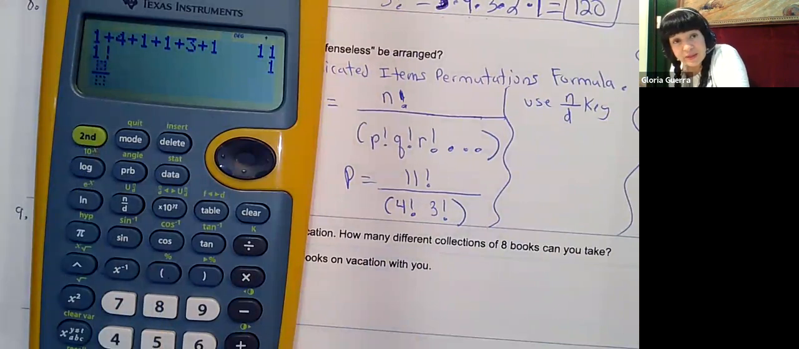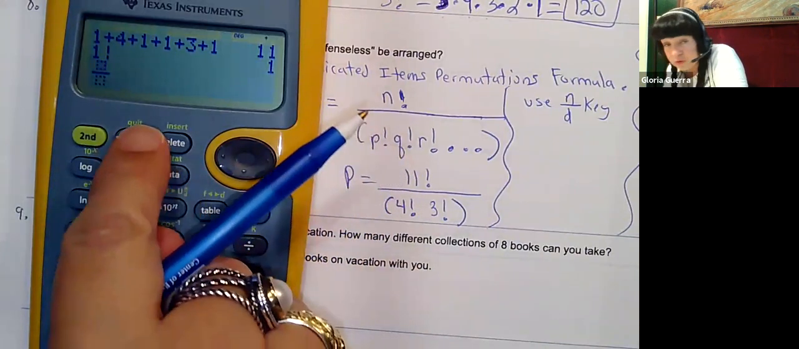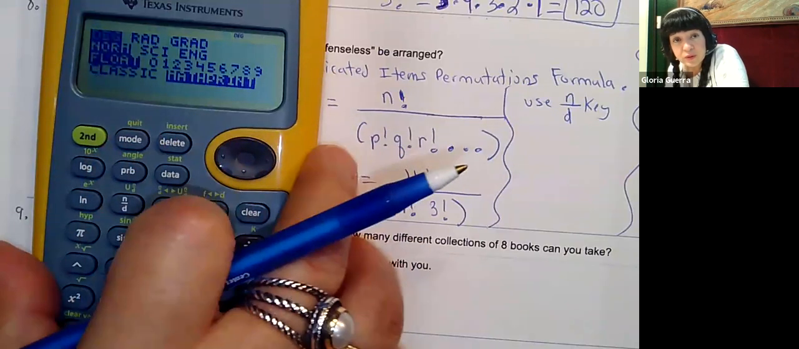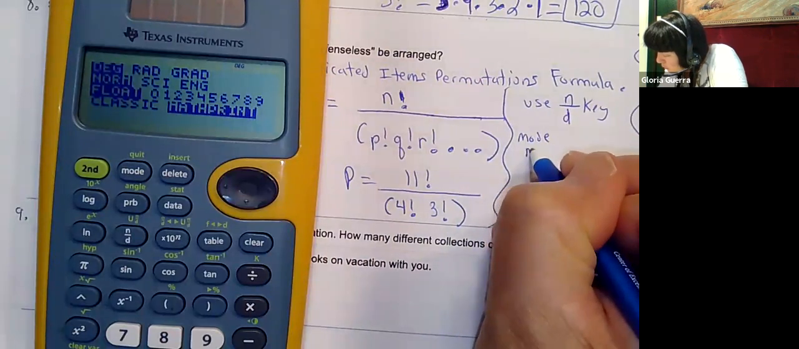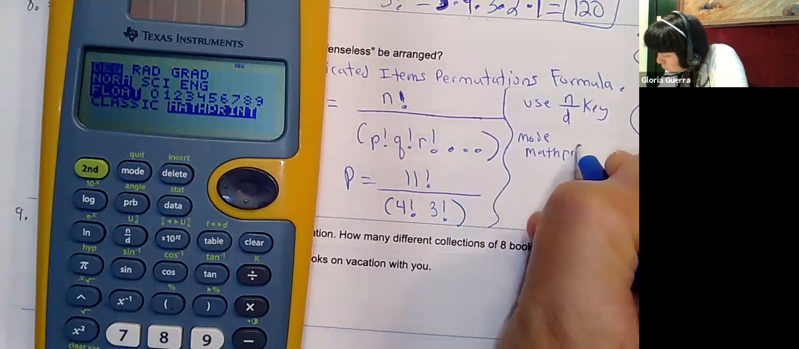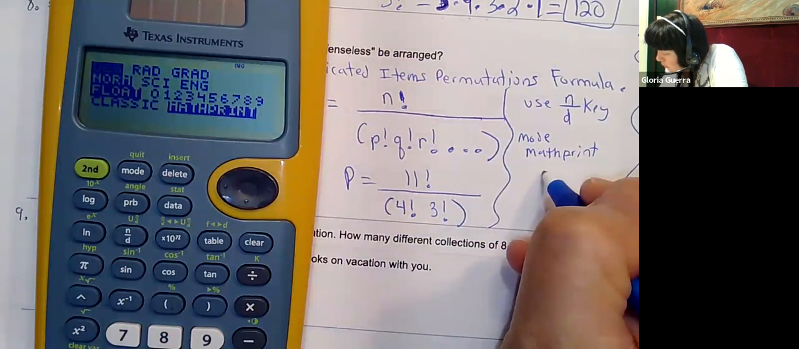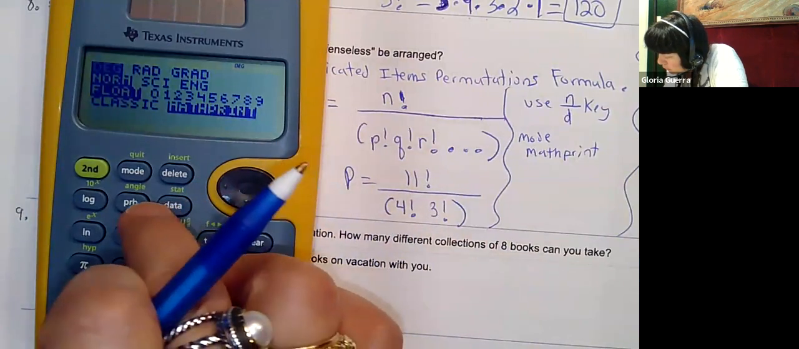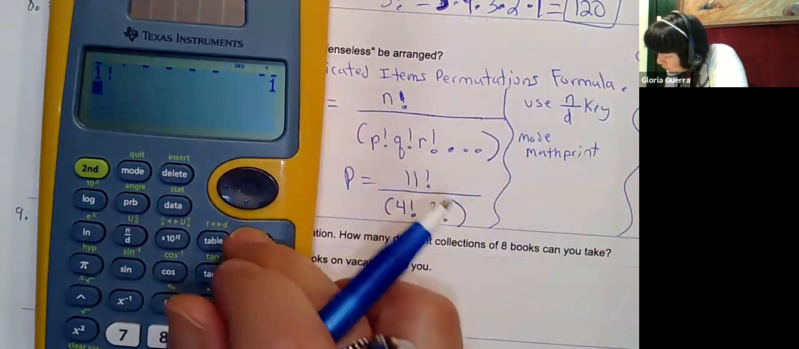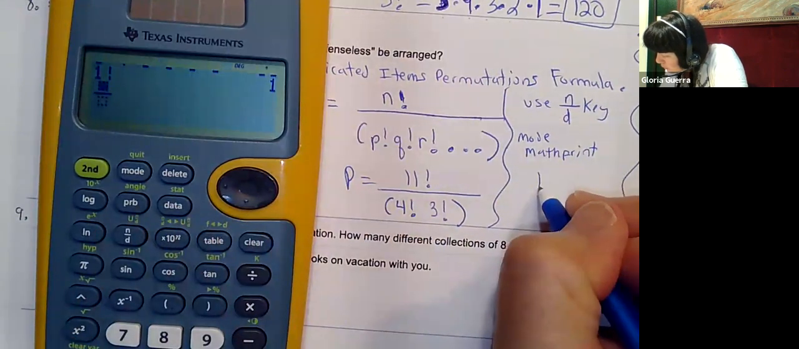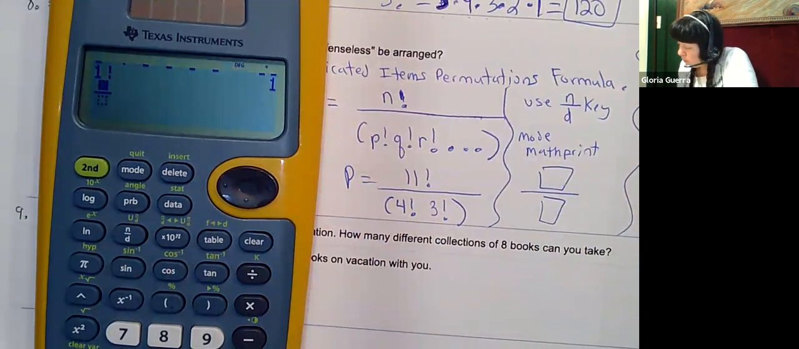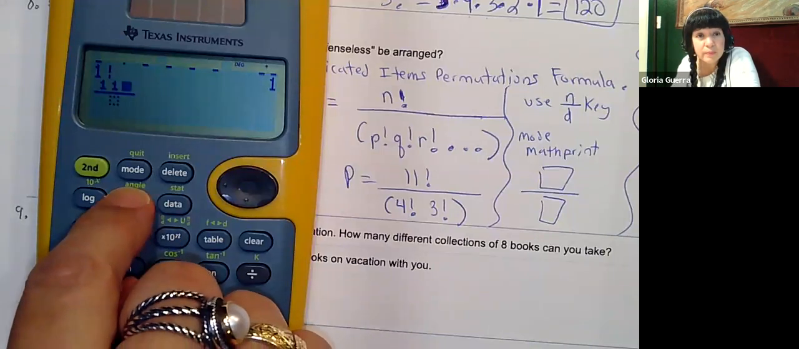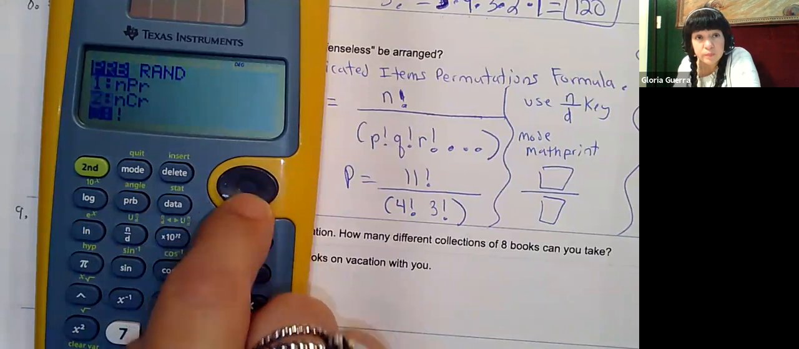Again, if it's slanted, it's not set up, it's because under mode you want that math print. So under mode you want math print, and when you hit N over D, that will give you this key like that. Okay, so then you're going to type 11 and then the factorial, so probability, and then number 3, and hit enter.